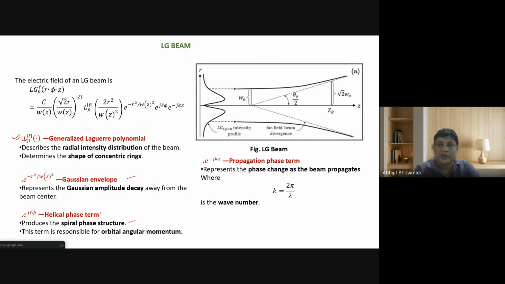Another term already mentioned is the propagation phase term, e to the minus j k z, along the z direction, which is the direction of propagation of the beam. K is the wave number, 2 pi by lambda, and lambda is the wavelength of the transmitted signal.